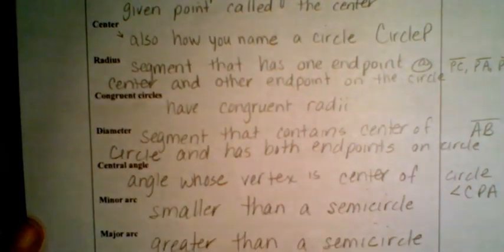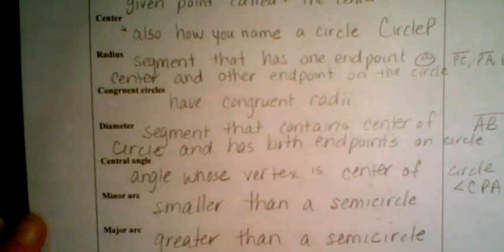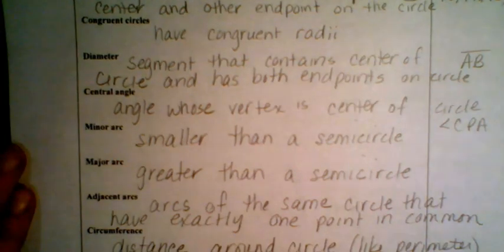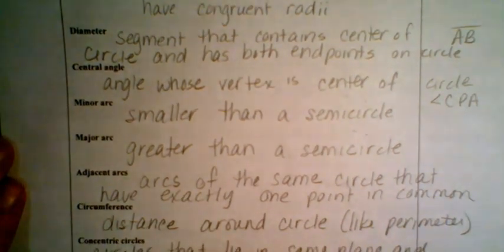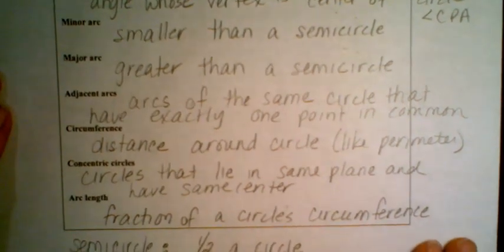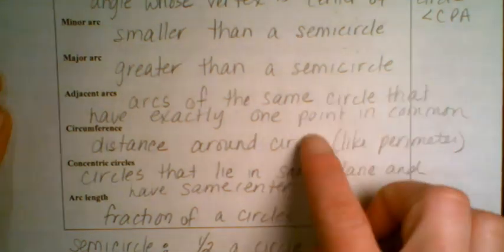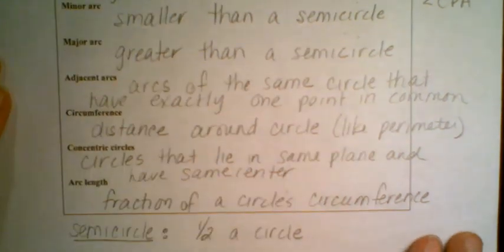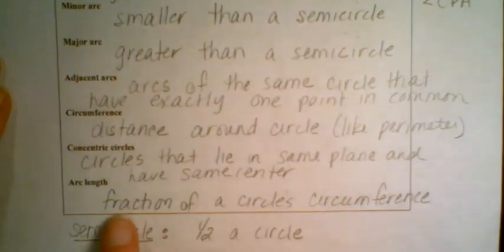A minor arc is smaller than a semicircle, a major arc is greater than a semicircle, and a semicircle is simply half of a circle. Adjacent arcs are arcs of the same circle that have exactly one point in common. And then the circumference is a distance around the outside of a circle, which would be equivalent to like a perimeter in a polygon. Concentric circles are circles that lie in the same plane and have the same center. The arc length is a fraction of a circle's circumference.